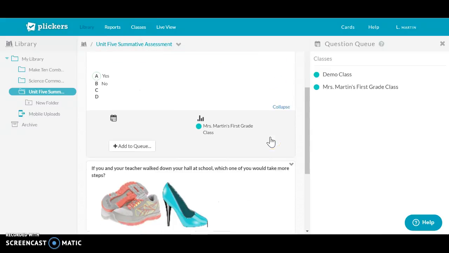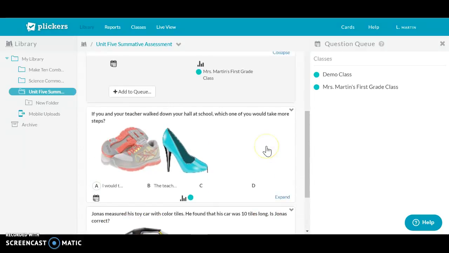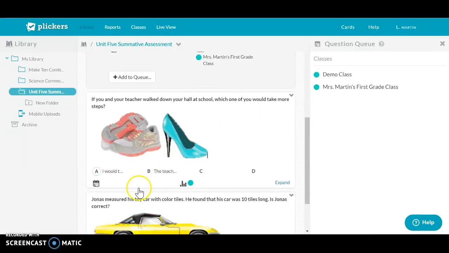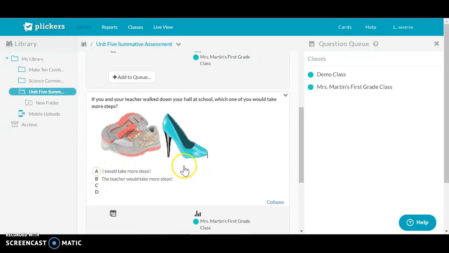So you can see the different questions that I upload. I make sure I have a picture clue as well as the words. And whenever you expand your question, you can see the correct answer indicated.